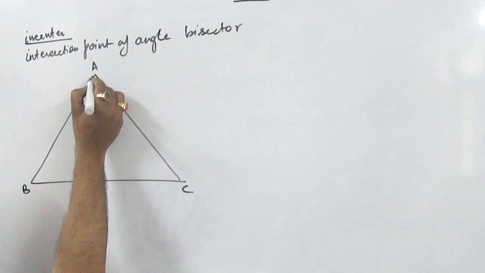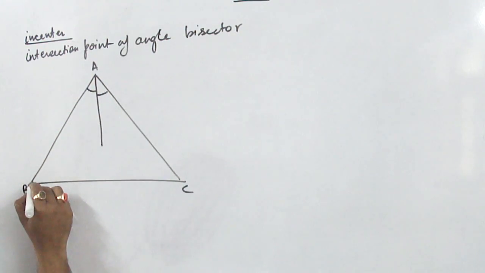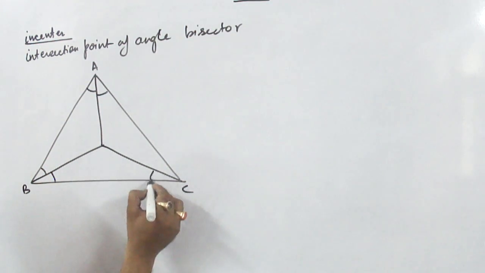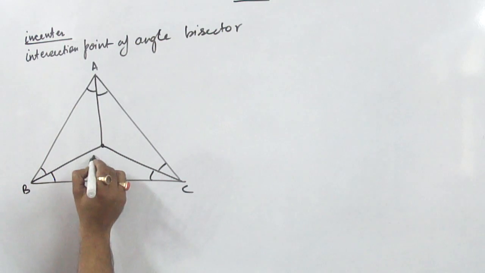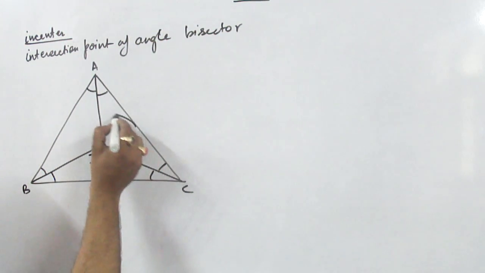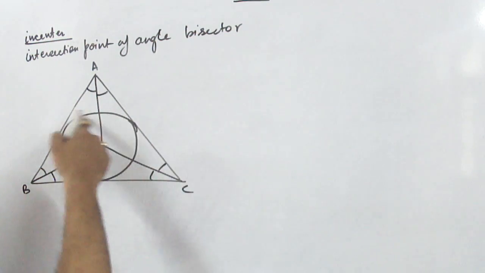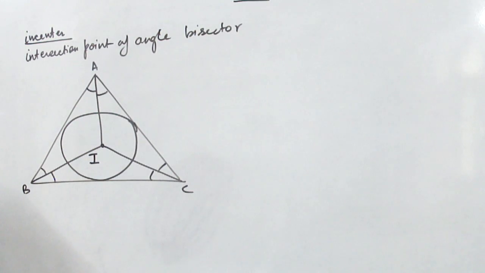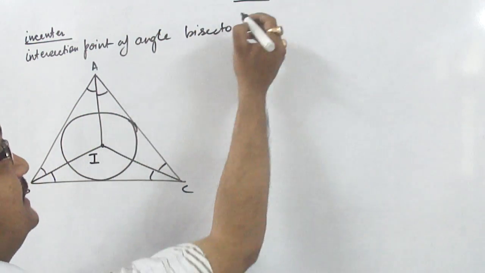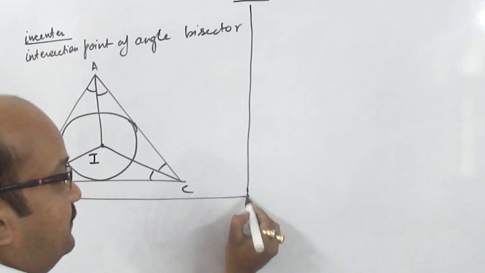In this, if we bisect this angle, and if we bisect this angle, and if we bisect this angle, this point is known as in-center, and we can draw a circle. This is center of inner circle, that's why it is known as in-center. Now, next center we will discuss its property further.